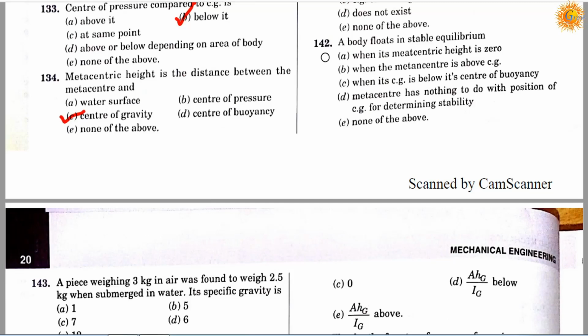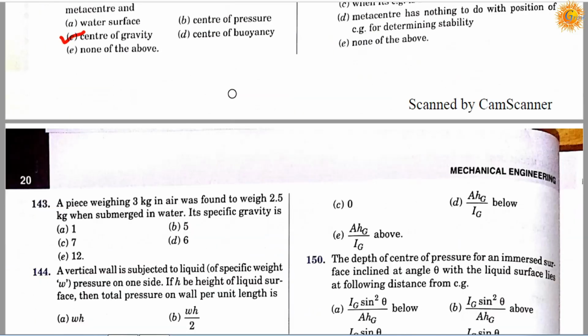Question number 142. A body floats in stable equilibrium, option A, when its metacentric height is 0, option B, when the metacenter is above the center of gravity, option C, when its center of gravity is below its center of buoyancy, option D, the metacenter has nothing to do with the position of the center of gravity for determining stability, and option E is none of the above. So the correct answer is B, a body floats in stable equilibrium when the metacenter is above the center of gravity.